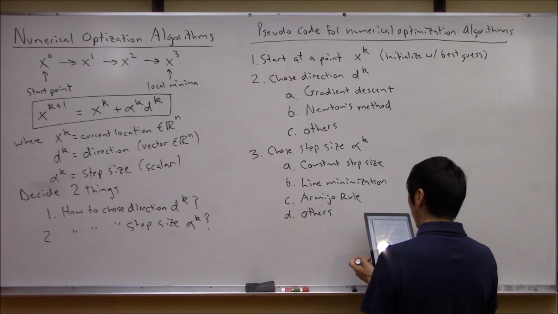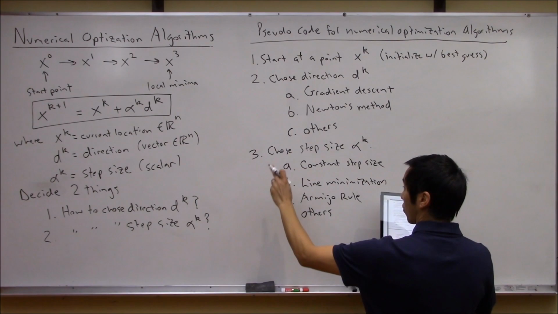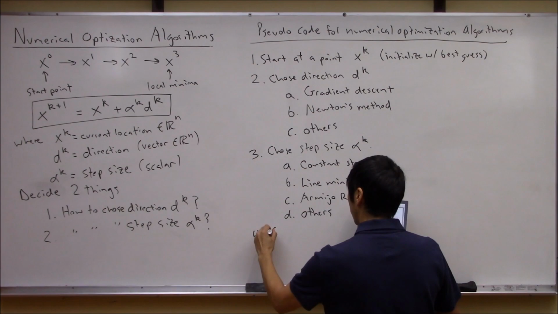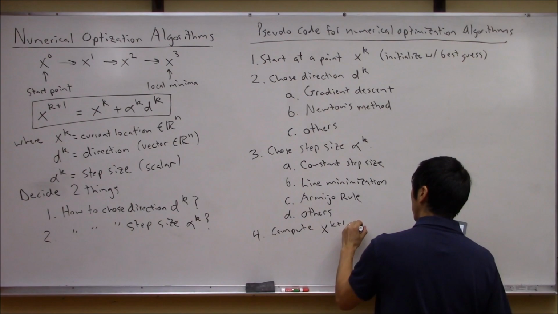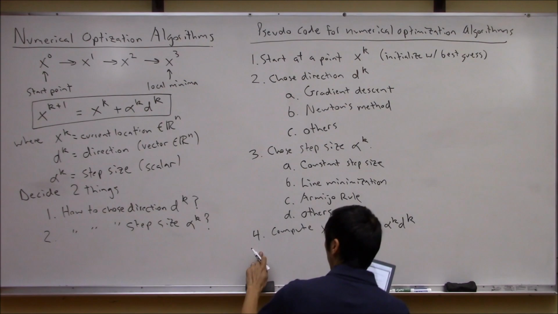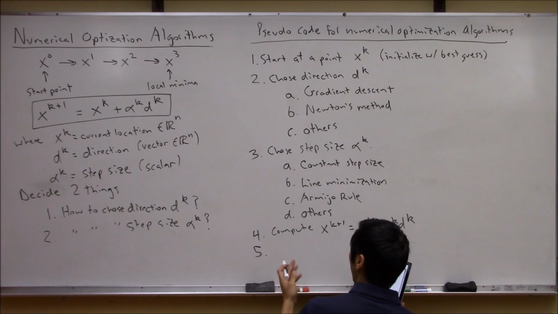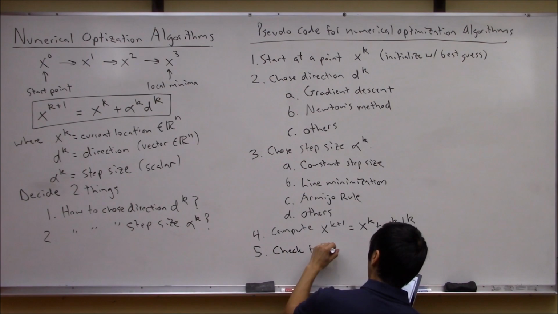Okay, so you've got those two things set, and now we basically just need to implement our algorithm, step four. So this is now compute x of k plus 1, which we said was just x of k plus alpha k dk. Okay, and then once you get your new point x of k plus 1, you're basically going to check for termination. Basically, we're asking, do you need to stop or not?